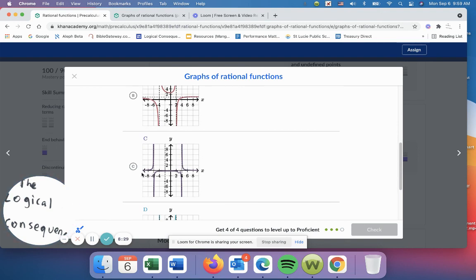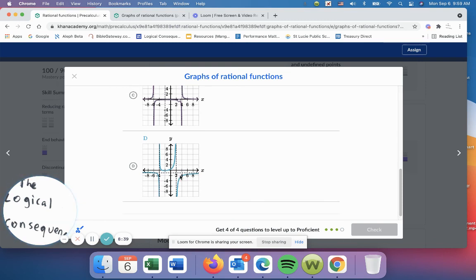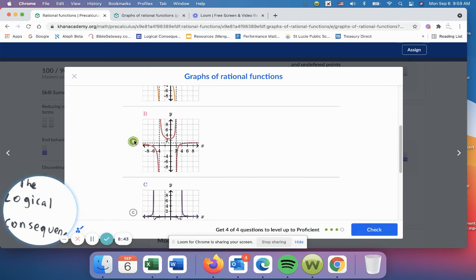Let's see. This one, C, doesn't cross at negative 7. Got something going on there, but nope. So let's see. This one, nope. So I'm thinking that my best choice will be D.